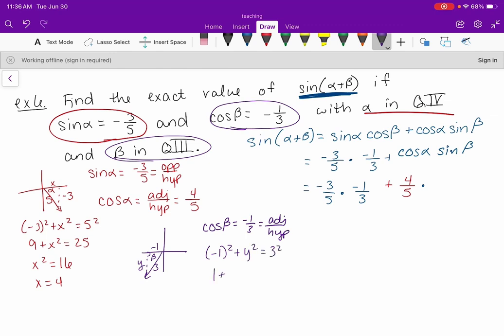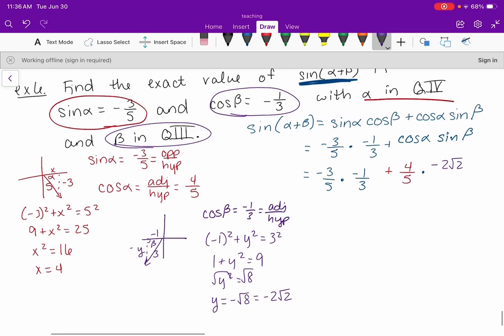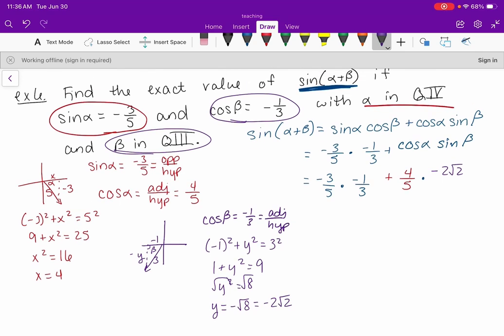So I get 1 plus y squared equals 9, y squared equals 8. Be careful when you take this square root of both sides. We're in quadrant 3, so my y should be negative. So this is going to be negative square root 8, which can simplify to negative 2 root 2. I'm not super picky if you leave it as square root 8, but we should simplify it.